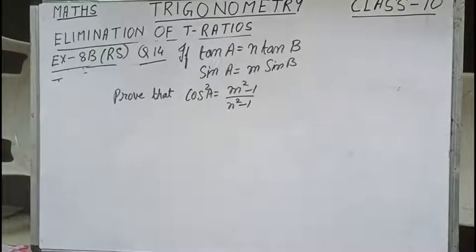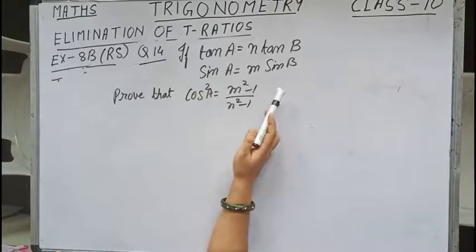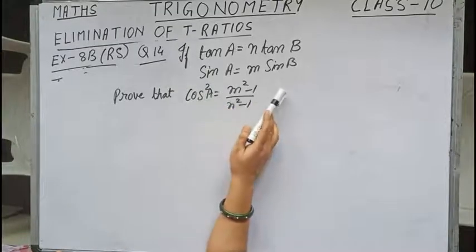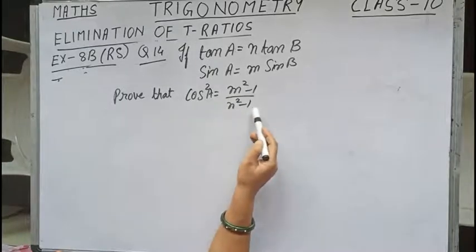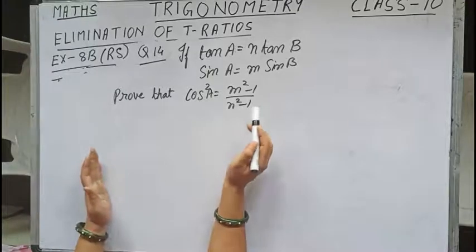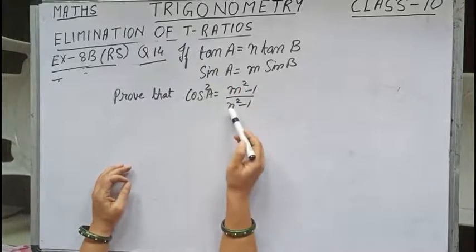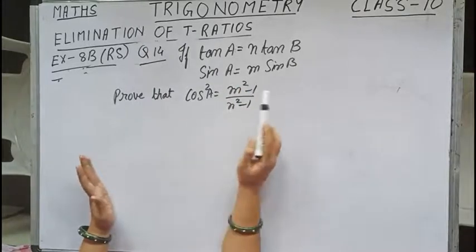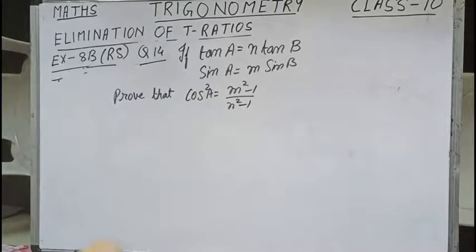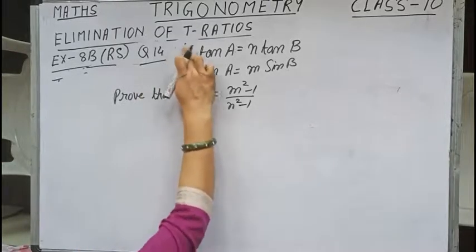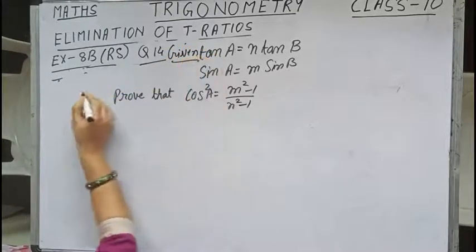The next question which I have taken is question number 14. Question number 14 is saying that if tan A equals m tan B and sin A equals m sin B, prove that cos square A equals m square minus 1 divided by n square minus 1. Children, look at this question carefully. In the given part, it is angle A and angle B, but in the part to be proved, it is only angle A. So actually we have to eliminate angle B and then get this relation. So let us start, children. I am writing over here given, and over here to prove that.